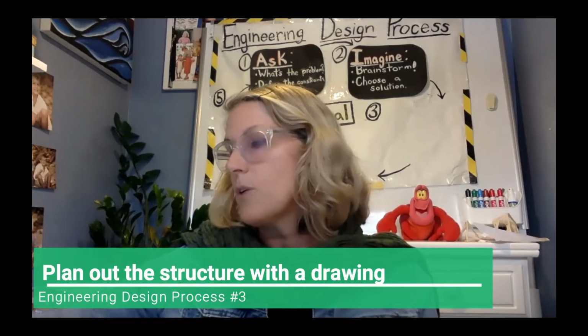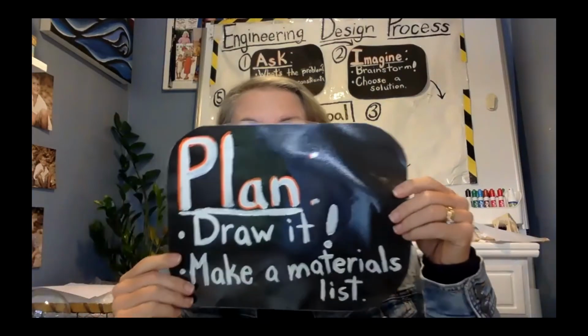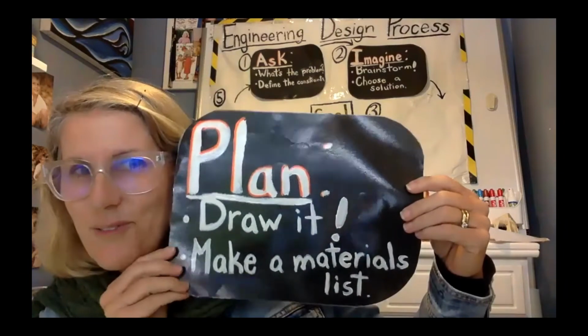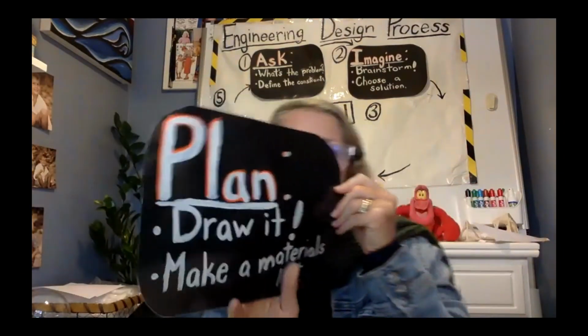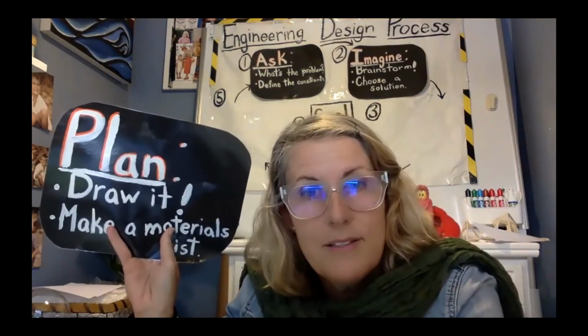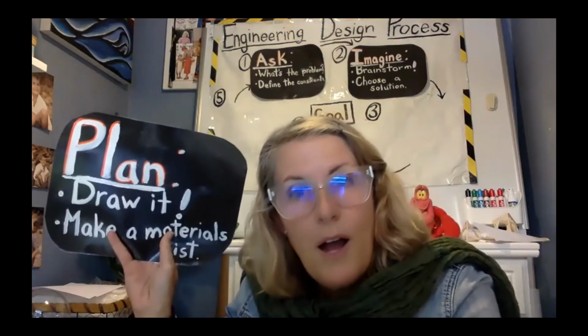The next thing we're going to do is we're going to imagine what it's going to look like. And now at this point, we're going to plan it out. We're going to draw it. We're going to make our materials list, which I've already given you a little hint on. So here we go. I'm going to go put it up on my engineering design process. So go ahead and pause, and I would like for you to draw out a plan.